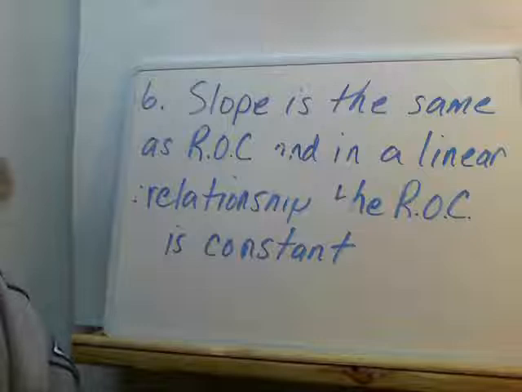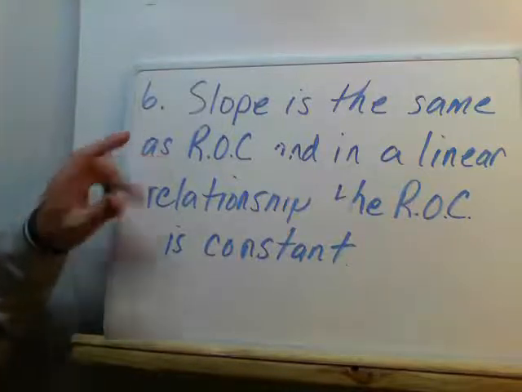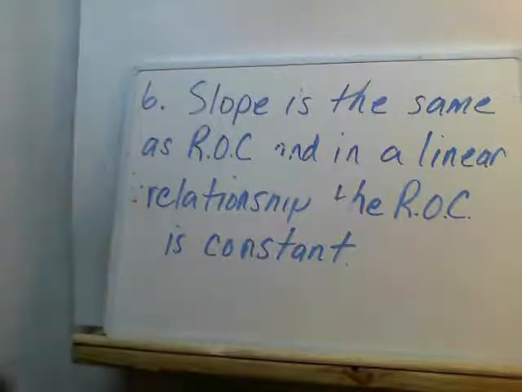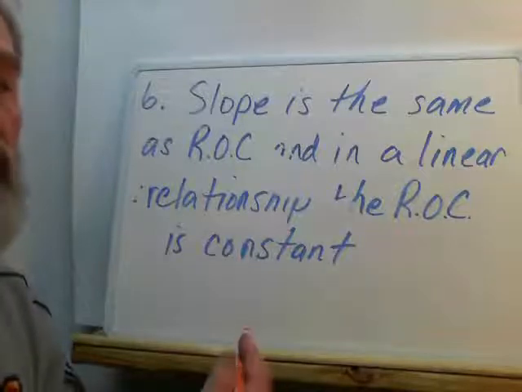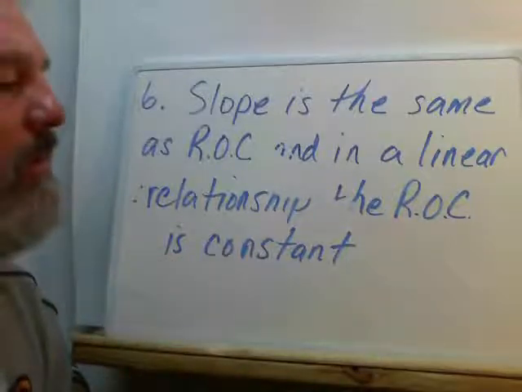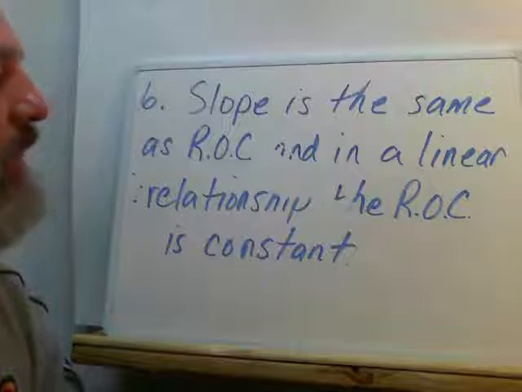And number 6. The answer to this is that slope is the same as rate of change, and in a linear relationship, the rate of change is constant. Therefore, the slope would have to be the same throughout a line, throughout a linear relationship.